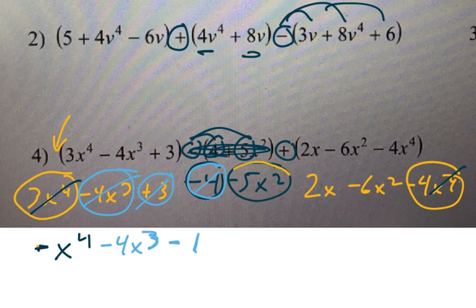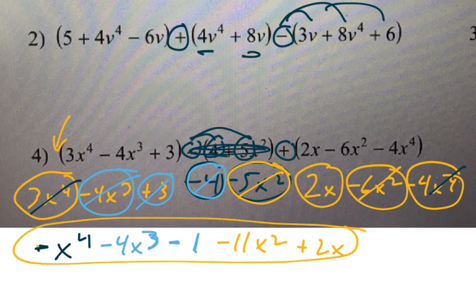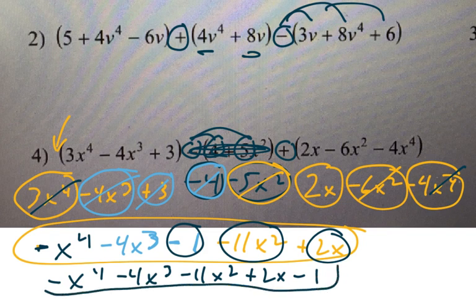I have a minus 5x squared there. Minus 6x squared there. That makes a minus 11x squared. I have finally a 2x. Now, all I'm going to do again is put all of this in order, right? So I'm going to put the x to the fourth first, the x cubed term next. I'm going to put the minus 11x squared next. I'm going to put the 2x next. And the number minus 1 goes last, as always.